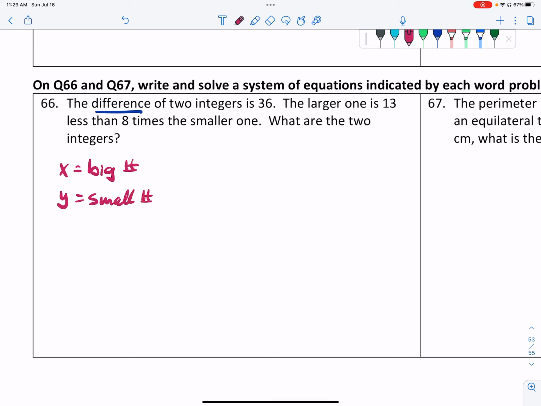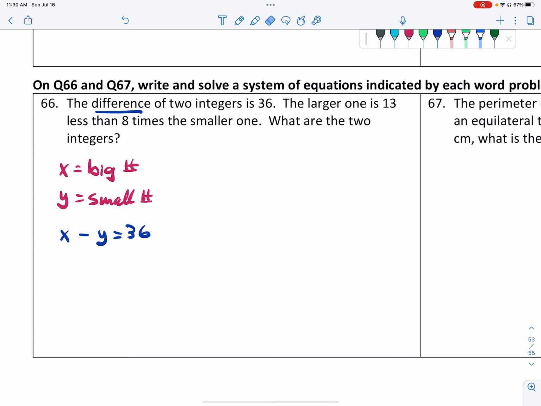As far as the variables go, it's kind of personal preference. You don't have to use x's and y's. You can use whatever you want to. And the first sentence here tells us what our first equation is going to be. The difference between these two, I'm going to subtract them, and I'm going to get 36. So I'd have x minus y is equal to 36.